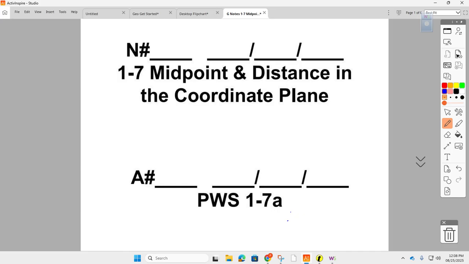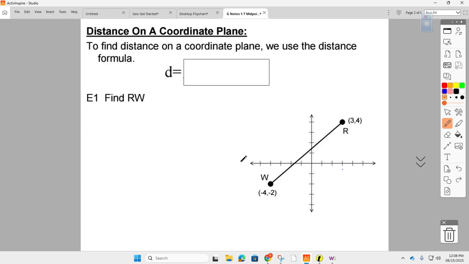Midpoint and distance in the coordinate plane. What's a coordinate plane? You know, Miles, what's a coordinate plane? Yep, it's where the two lines intersect and there's two axes. Which axes are they? What are they labeled? Elizabeth said X and Y. Yes, X and Y. So this is a picture of the coordinate plane, right? Where this is X and this is Y.